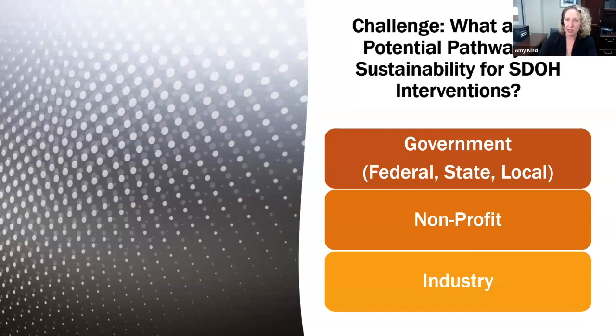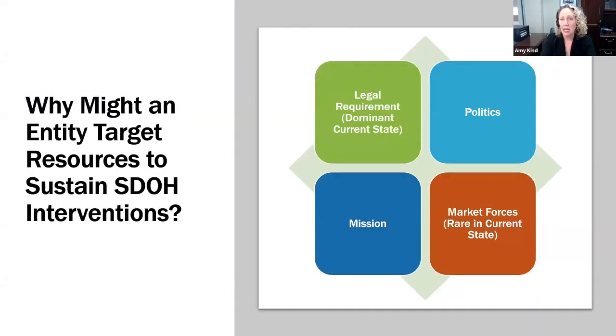And then industry has a small role, but I would argue it could potentially increase. In terms of why those three general categories of groups might support social determinants, well, the government does it because it's legally required to, right? Legal requirements are really the dominant feature within the current state of supports.